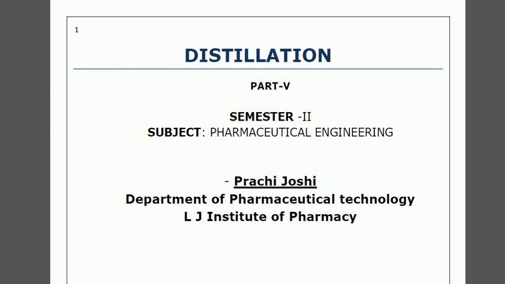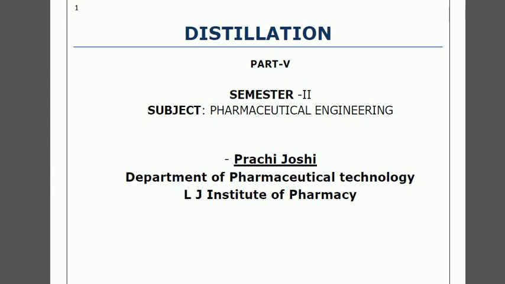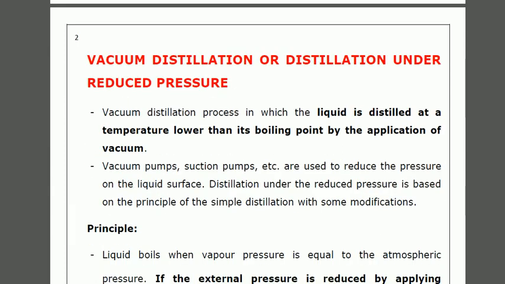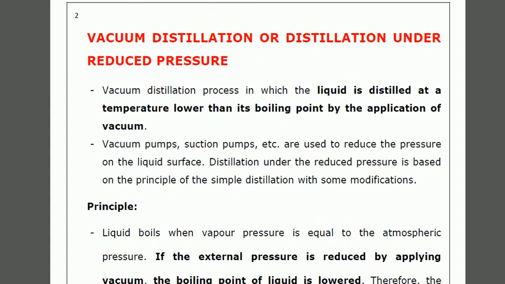Now, vacuum distillation is also known as distillation under reduced pressure. Vacuum distillation is a process in which the liquid is distilled at a temperature lower than its boiling point by the application of vacuum. Correct? Now, by this what we are doing?